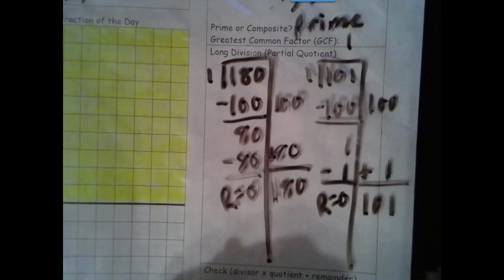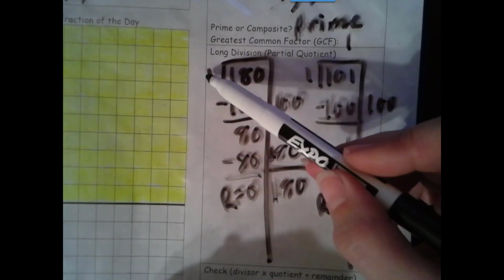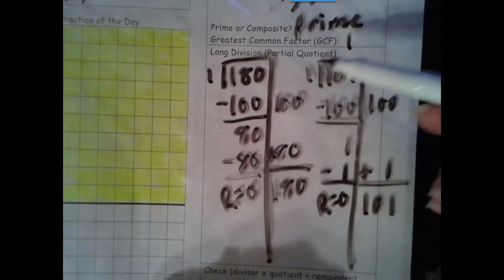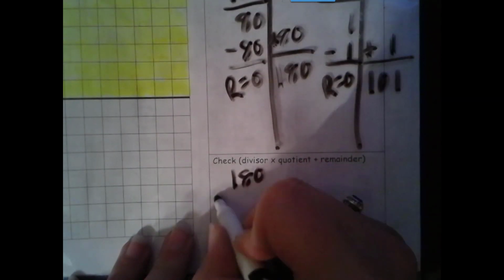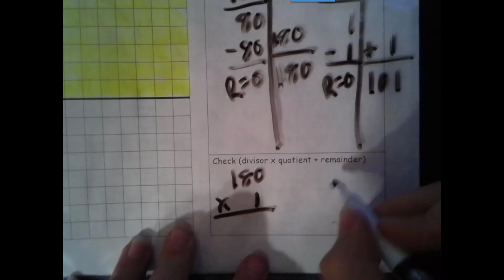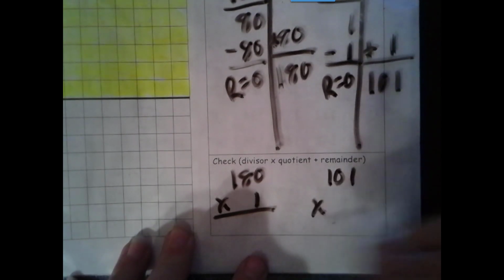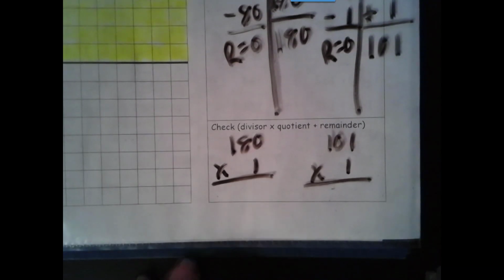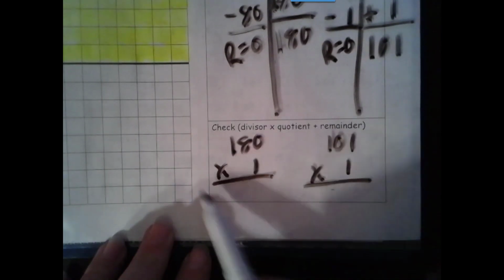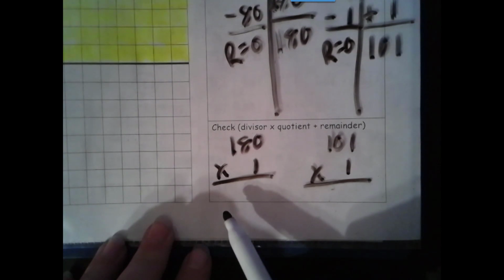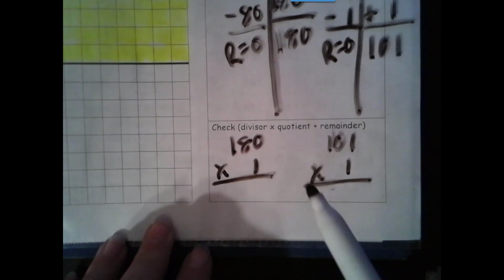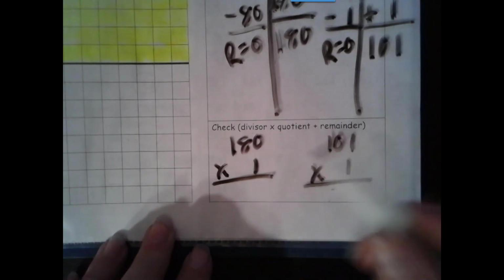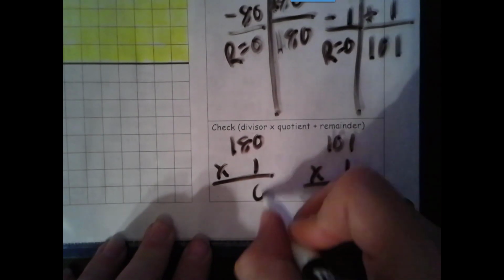Now we need to check using our inverse operations. Divisor times quotient plus remainder. Since our remainder is 0 for both, and the identity property of addition says when you add 0, it stays the same, we don't need to actually add 0. And what we end up with here is the identity property of multiplication that says when you multiply by 1, it stays the same, because one group of 0 is 0.